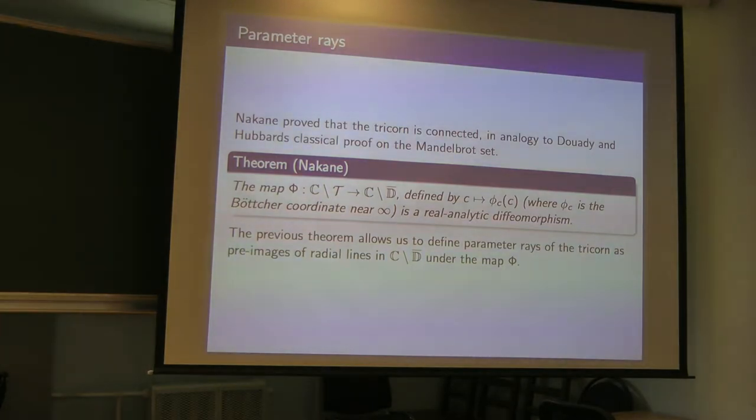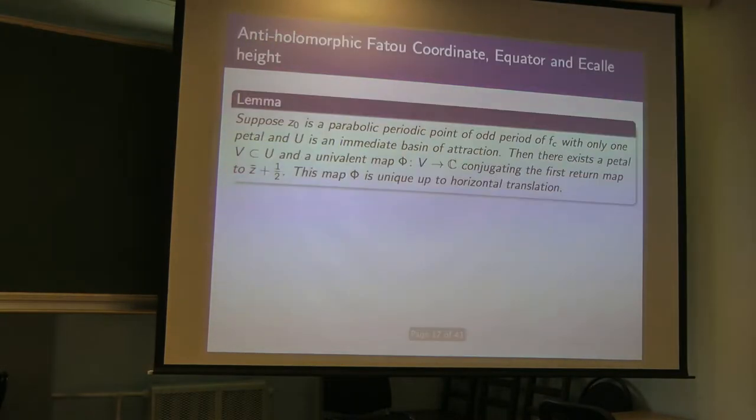Right, so once you have uniformized in a real analytic way the exterior of the tricorn, you can define parameter rays. Okay, good. Now we come to the more involved part of the story. Like we said, every odd periodic indifferent point is parabolic. Hence, the parabolic points in the tricorn deserve special importance. They deserve a special investigation.